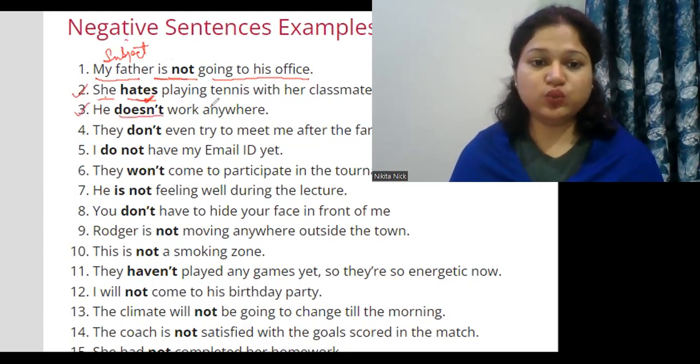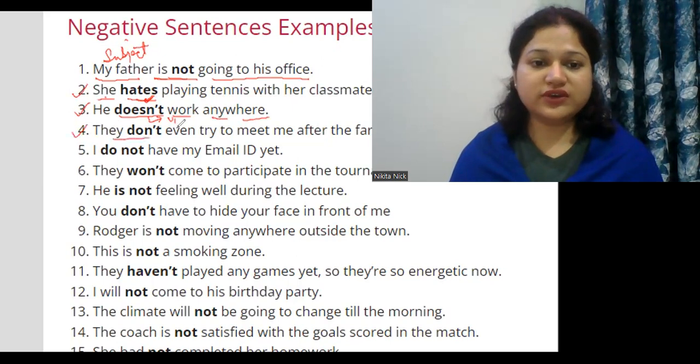Number 3, he doesn't work anywhere. Again, pay attention, does not plus V1, that is work. But if we would use assertive sentence, we would say that he works somewhere, right? Instead of anywhere, you could say somewhere. Or if you know the place, then you can use the place as well. So he works in IT industry or somewhere else.